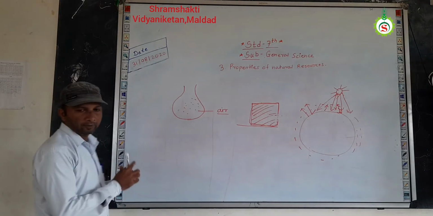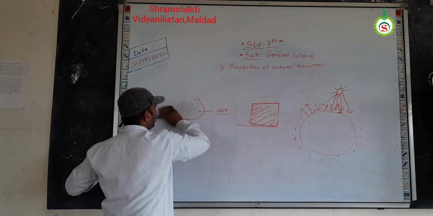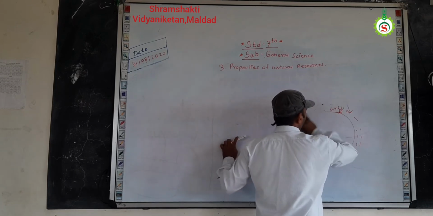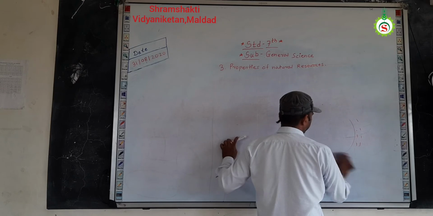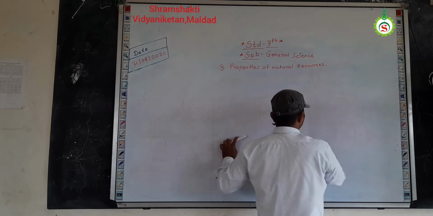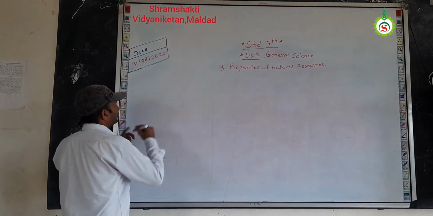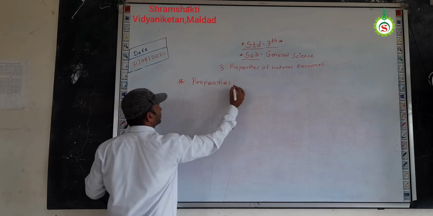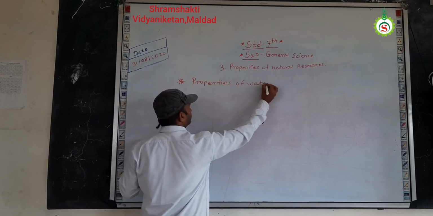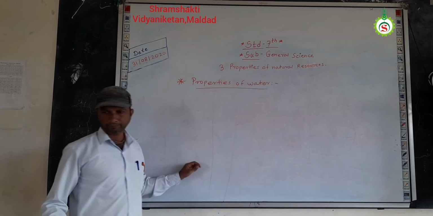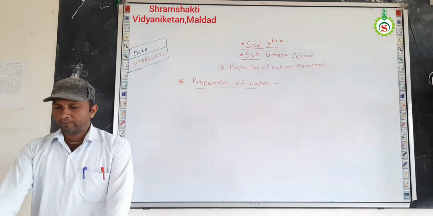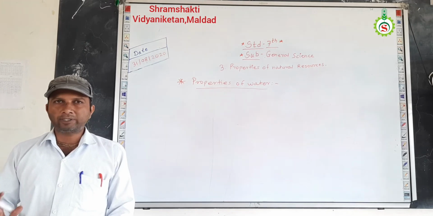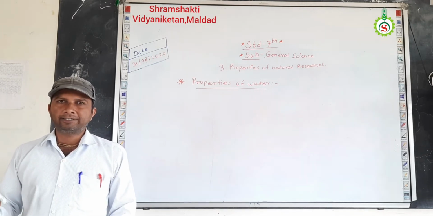Now next point is property of water. Okay, here we completed the first point of the topic, that is property of air. Now we are going to start the next point on the next natural resource, that is water, the properties of water. Now, one question is there: what are the states in which water is found? Now you know that the water is found in all the three states, that is gas, liquid and solid.